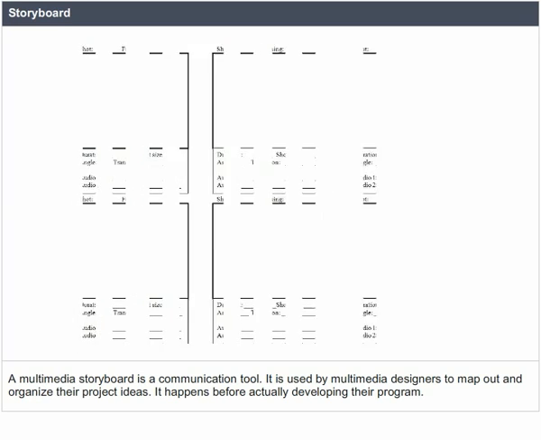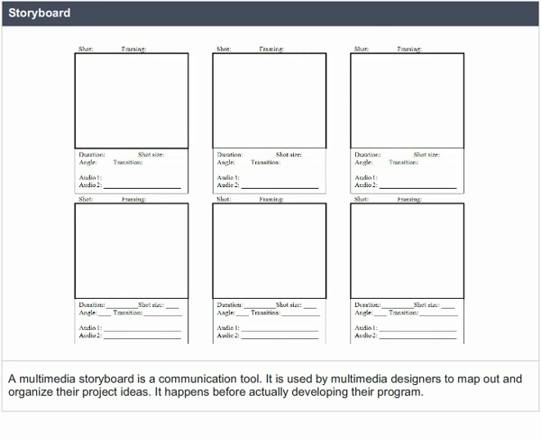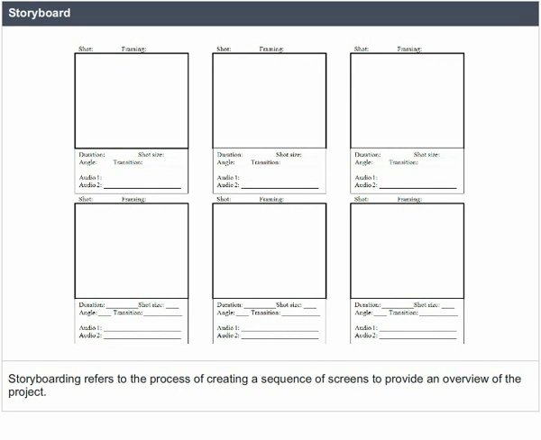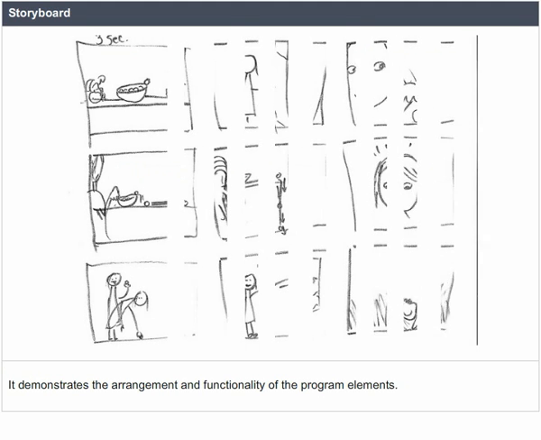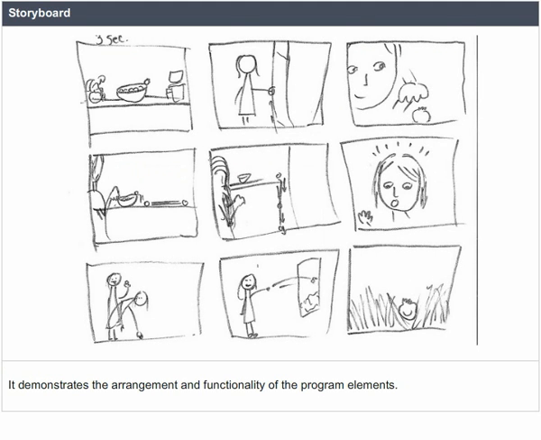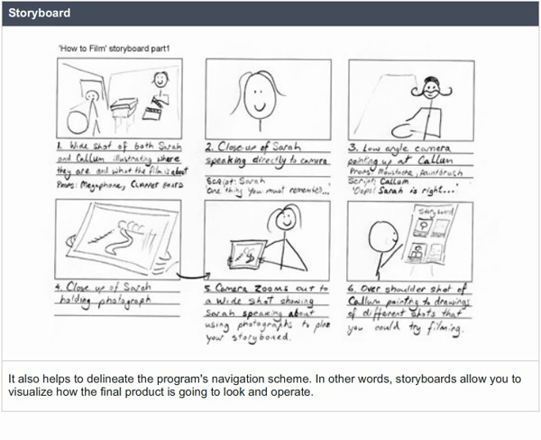Storyboard. A multimedia storyboard is a communication tool. It is used by multimedia designers to map out and organize their project ideas. It happens before actually developing their program. Storyboarding refers to the process of creating a sequence of screens to provide an overview of the project. It demonstrates the arrangement and functionality of the program elements. It also helps to delineate the program's navigation scheme. In other words, storyboards allow you to visualize how the final product is going to look and operate.